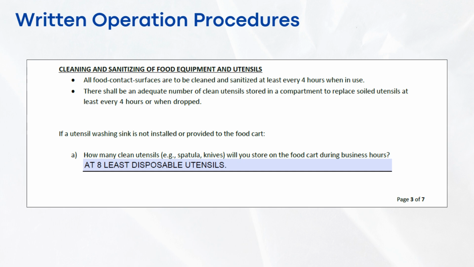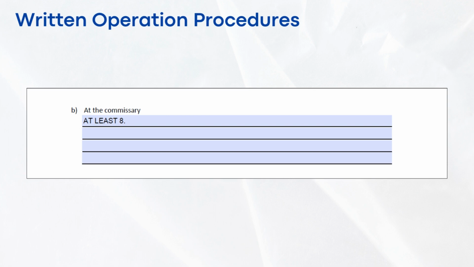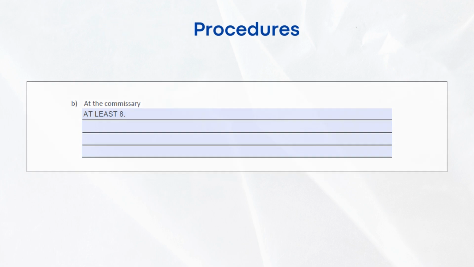If a utensil washing sink is not installed or provided to the food cart, how many clean utensils, such as spatulas, knives, spoons, or others, will you store on the food cart during business hours? Let's move on to page 4. If a utensil washing sink is not installed or provided to the food cart, how many clean utensils will you store at the commissary or shared food facility?